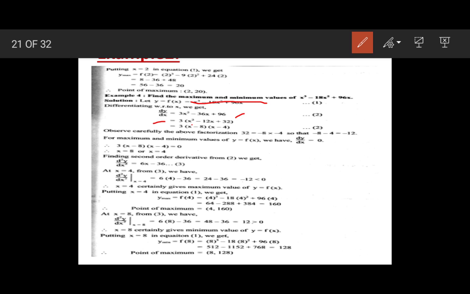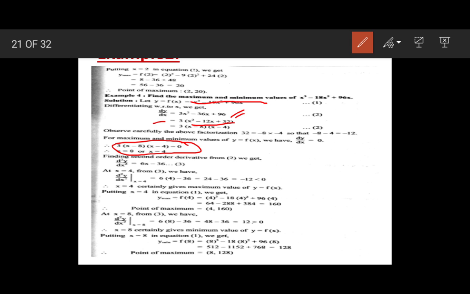Now by factorizing this quadratic equation we get 3 into x minus 8 into x minus 4. That means x values are 8 and 4. By putting this dy upon dx equal to 0, we get x equal to 8 or x equal to 4. Now let's see the second order derivative.